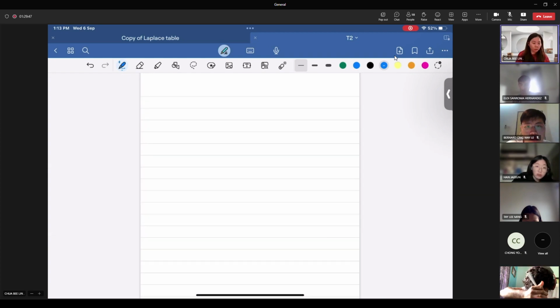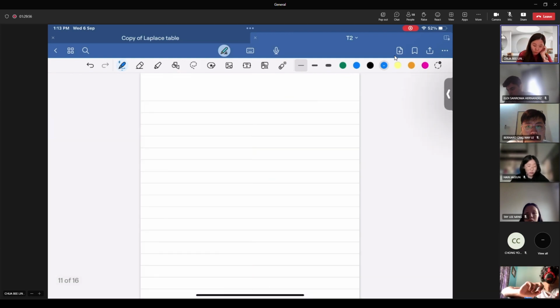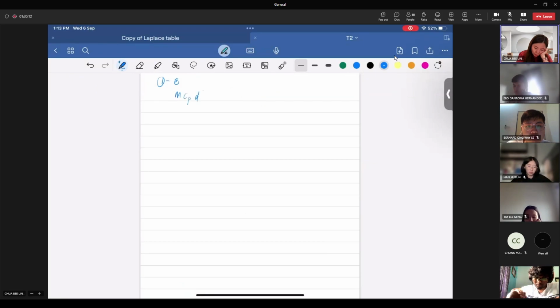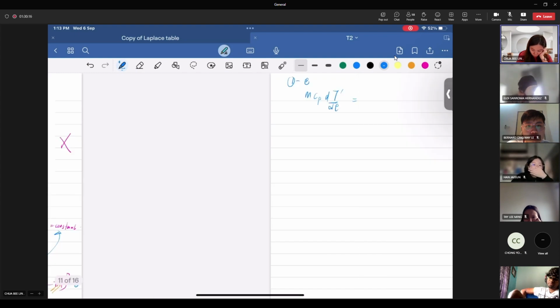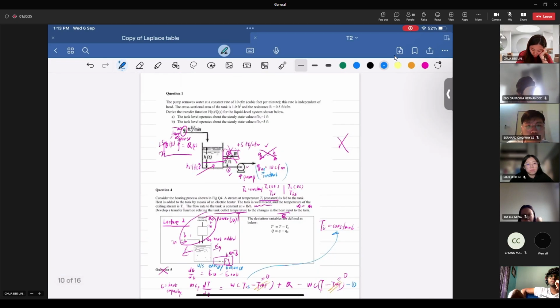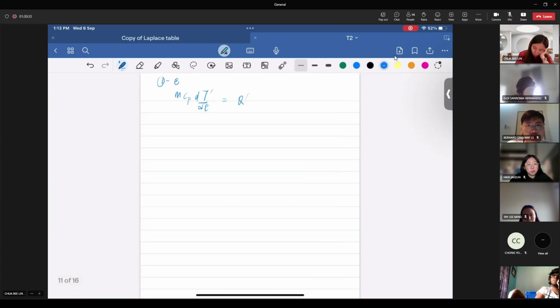Now you will substitute the prime variables into the equation of 1 minus 2. After you do 1 minus 2 and substitute the deviation variable, you get: mCp dT prime over dt equals, Ti is gone, so equals Q prime, plus W C T minus W Cp T prime. You just substitute the deviation variable into the equation you derived just now.